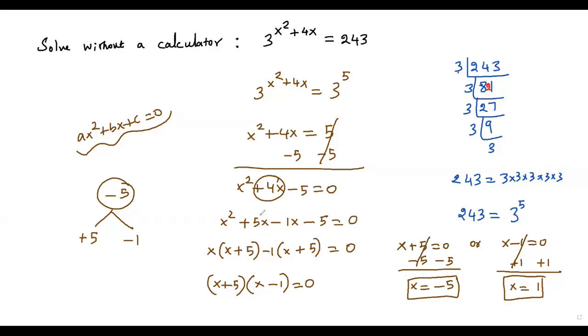And both values of x will satisfy the given equation because the given equation is an exponential equation. So whatever values we are getting for x, all the values will satisfy the given exponential equation. So the answer for this question is -5 and +1.